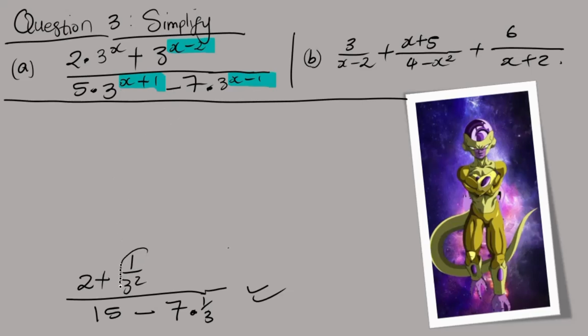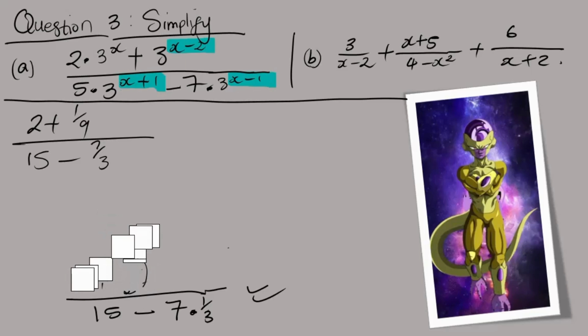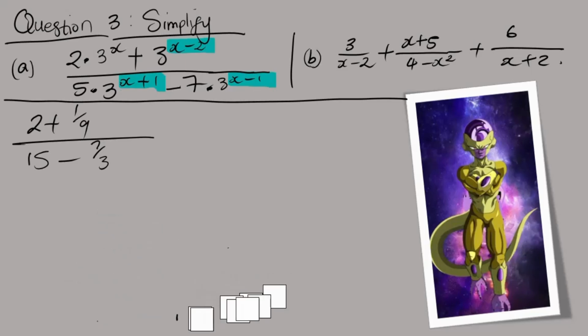Now, this now is the same as 2 plus 1 over 9, right? All over 15 minus, what is 7 multiplied by 1 over 3? 7 over 3, right? So let's remove that. Let's remove that. What do I have now? I have to keep on solving. It's a lot of work, isn't it?